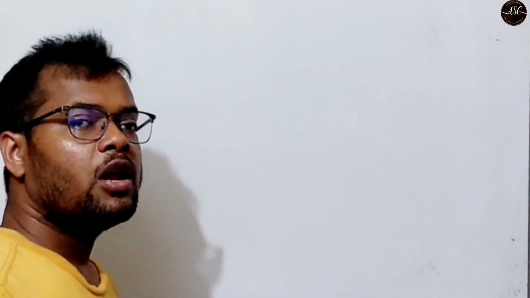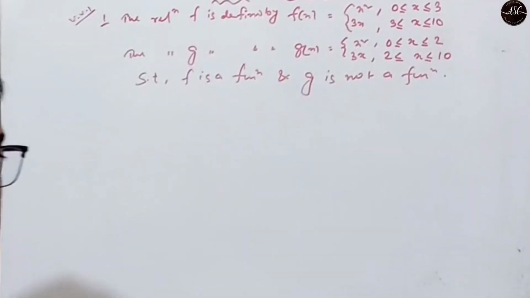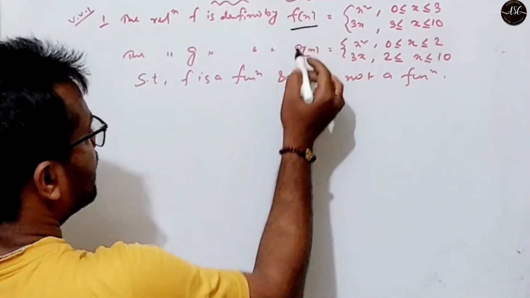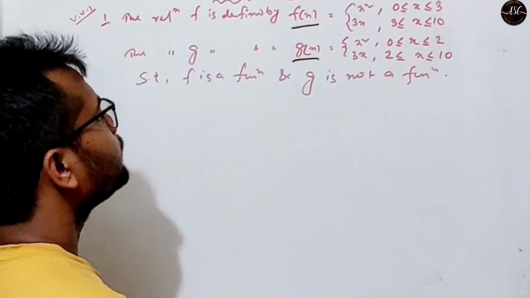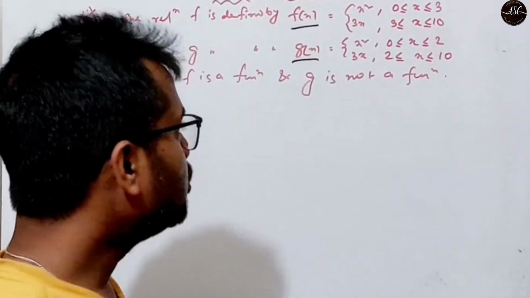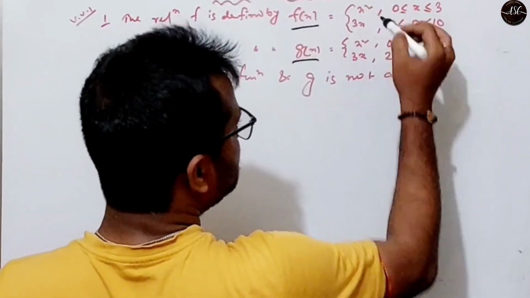Now there are some miscellaneous problems we have to solve. Okay, so this is very, very important. We have two relations, fx and gx. Then f is a function and g is not a function. So now we will calculate this value.